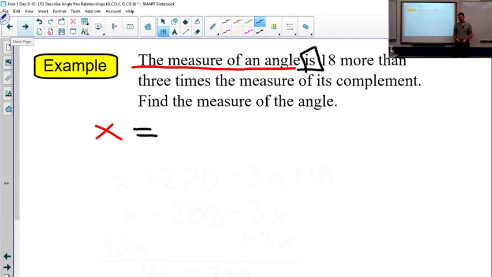Okay, that's a lot. If you got a lot going on one side, and it's usually the right side, what I would suggest is to split it into pieces and work backwards. So in this case, I have 18 more than 3 times the measure of its complement. So I'm going to start at the end, with complement.